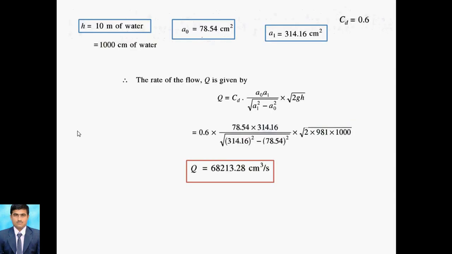So this is about 68,213.28 centimeter cube per second. So this is the value for discharge.